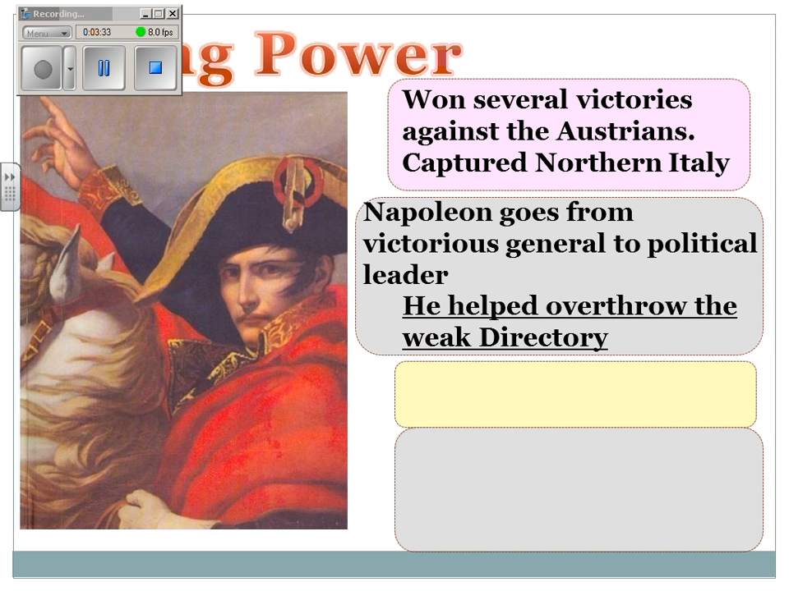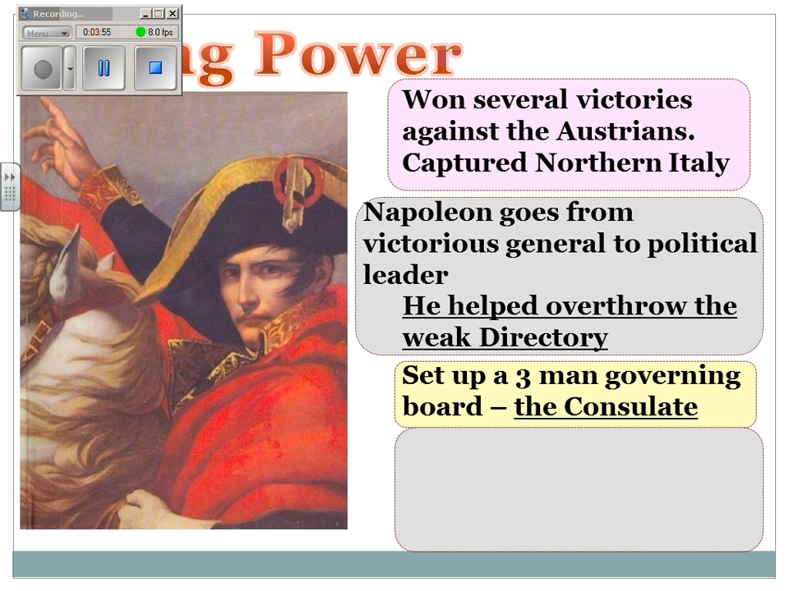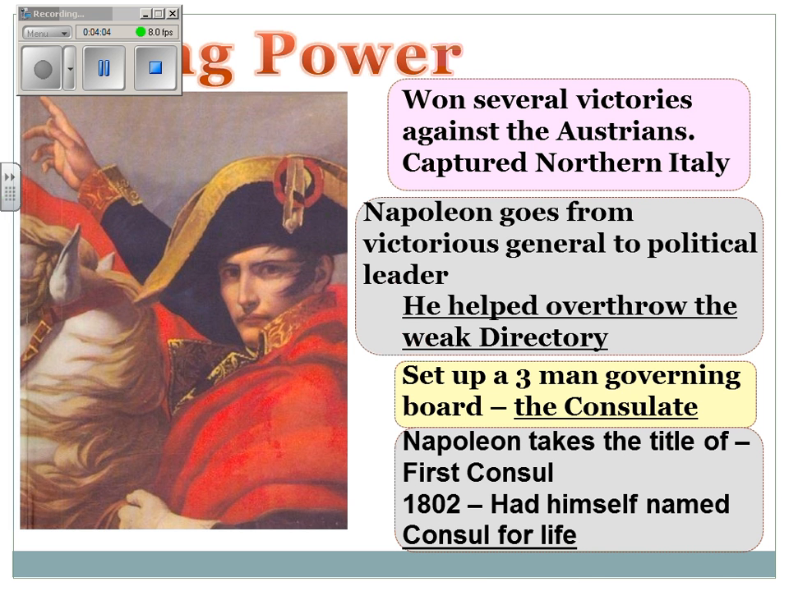How he comes to power is he's a very victorious political leader. And if you remember from the last video, the directory after the death of Robespierre is very weak. So he comes to power and essentially he overthrows the directory. There's what's called a coup d'etat, which is a coup or an overthrow of the government. So he overthrows the directory. And he changes that and he sets up a 3-man, what's called a consulate, a governing board. And he appoints himself in 1802 as consul for life. Quite remarkable.